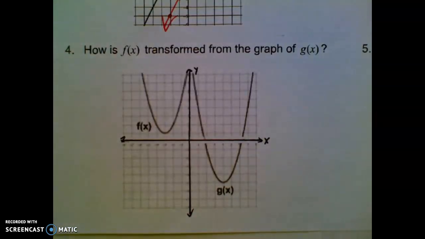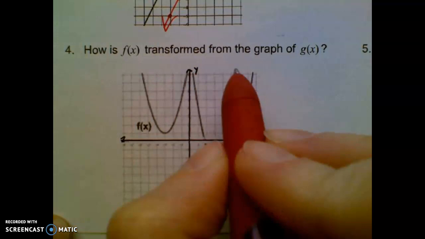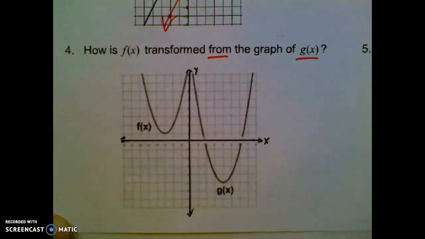So switching gears here, we're actually going to give you 2 functions already graphed on the same coordinate plane and then ask you how one changed from the other. But the wording makes a difference. So how is f of x transformed from g of x? So g of x is my original function. How did I get from g of x to f of x? So then you just figure out what happened.